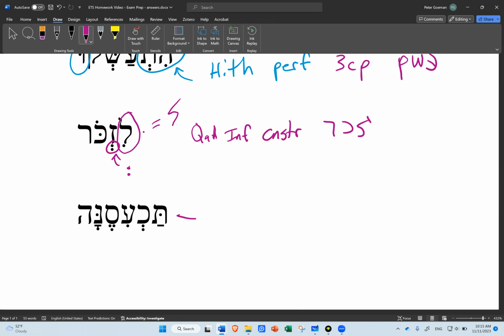And if it had a shva underneath the first letter, it would be an infinitive construct or an imperative. But if we don't see any of those exceptions, then we are going to assume perfect, imperfect, vayyiqtol, or weqatal, and that's what we have here. We have a lot of letters, a lot of things we can get rid of, things off the beginning and off the end. And then we're left with our 3 letters.